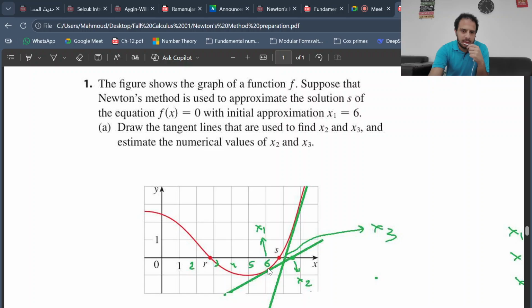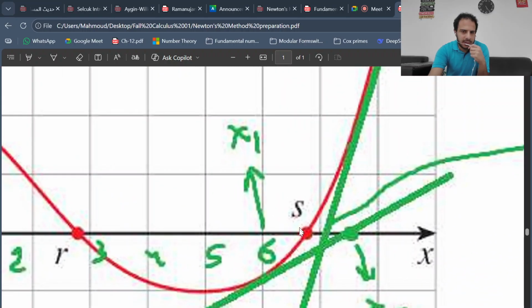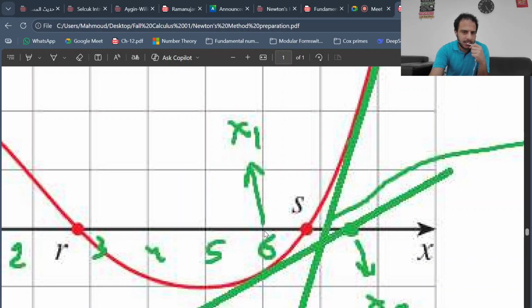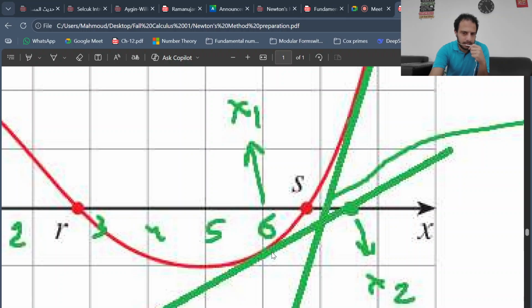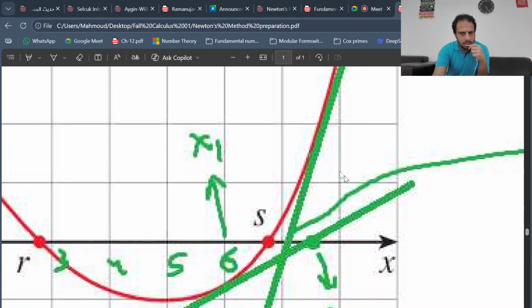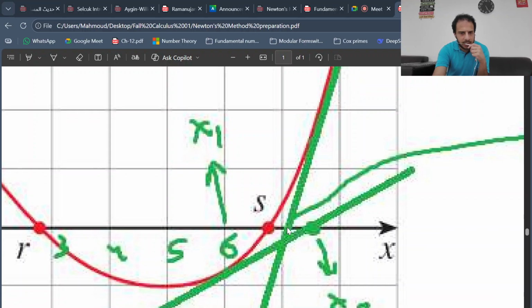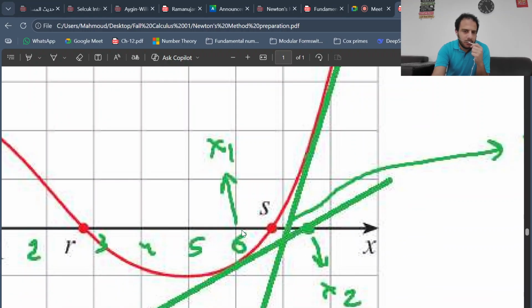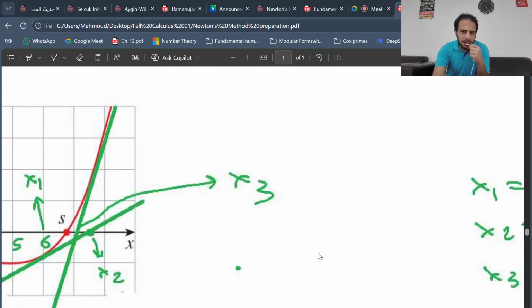So see here. The solution is S. You start with x1. x1 is 6. You draw the tangent line, this one. Then the intersection with the x-axis is x2. You remember this idea, right? That's the idea of Newton's method: you start with x1, you draw the tangent line, then x2 will be the intersection, then you draw the tangent line at x2, the intersection is x3. Okay?